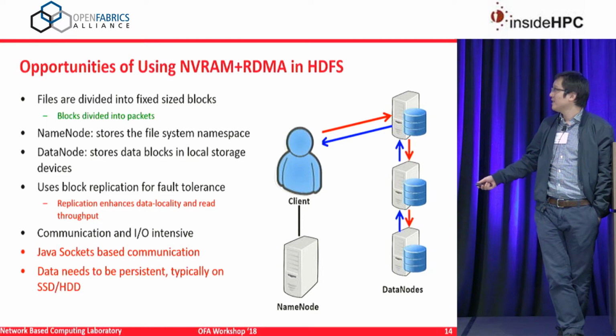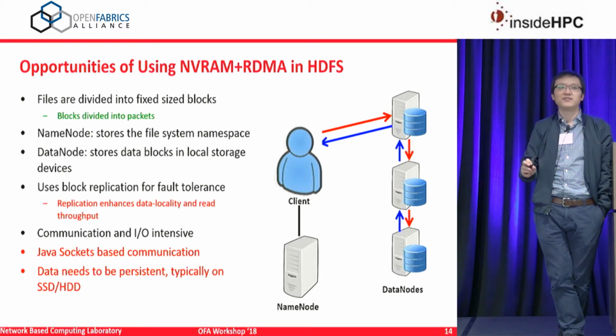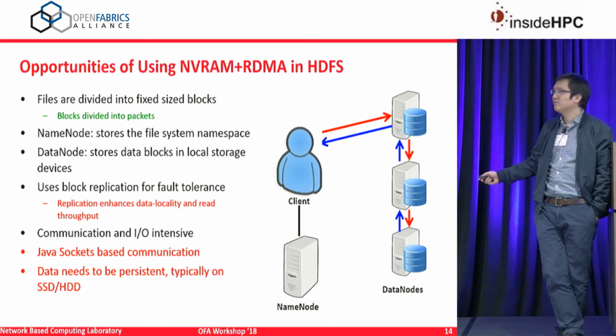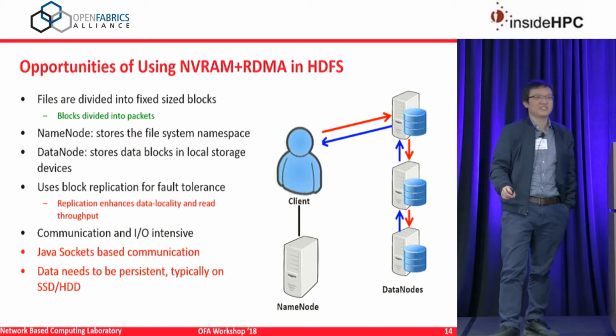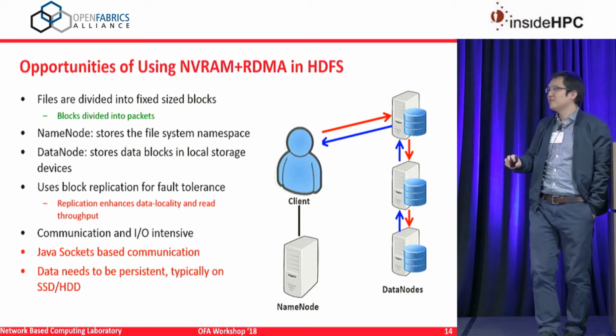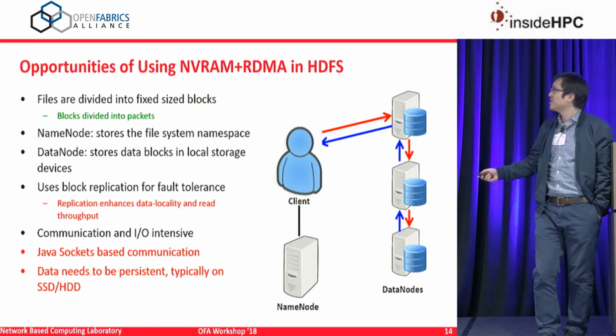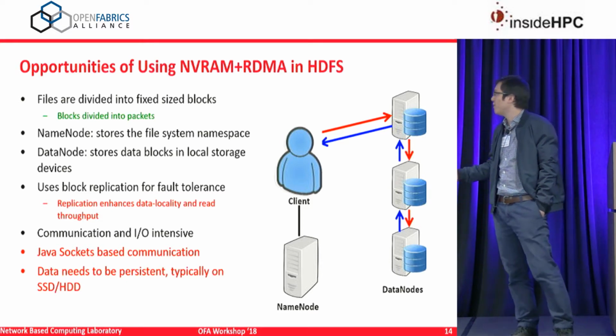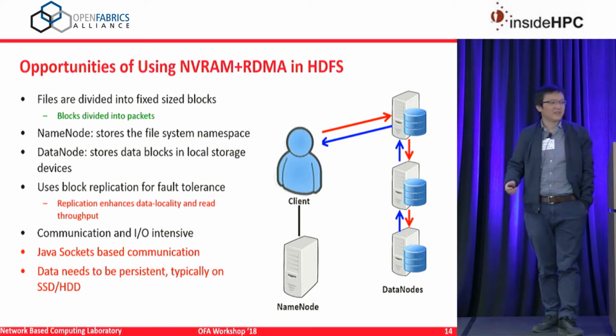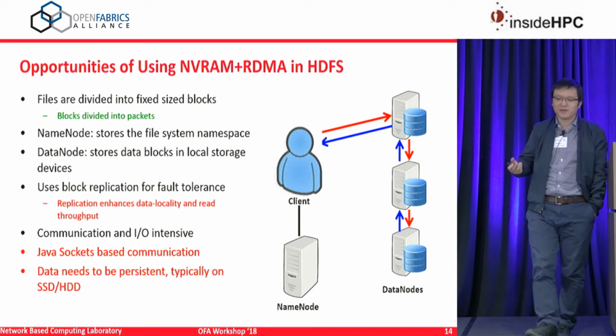This is the traditional HDFS pipeline protocol. This is your client, and the client says I want to write one file into HDFS. Then HDFS will replicate your data on 3 nodes in a pipeline fashion. Here you need to make sure that the data is actually persistent, traditionally on a disk, or in a persistent domain. So with this, we can replace the disk or SSD with NVRAM. That's one of the biggest opportunities to optimize HDFS.